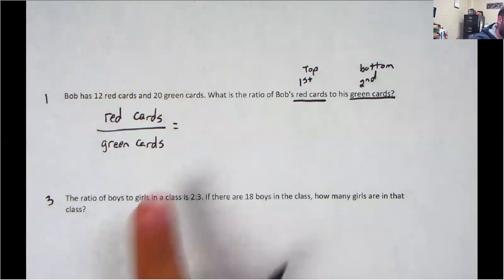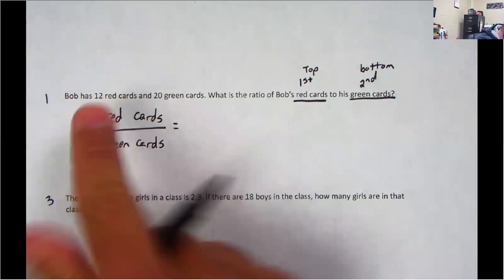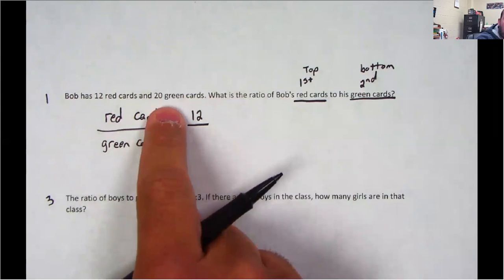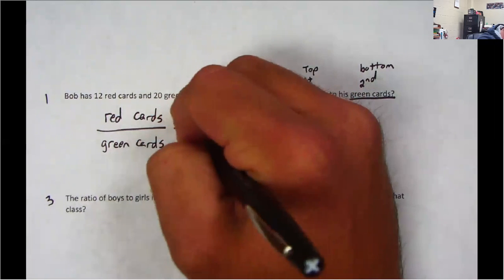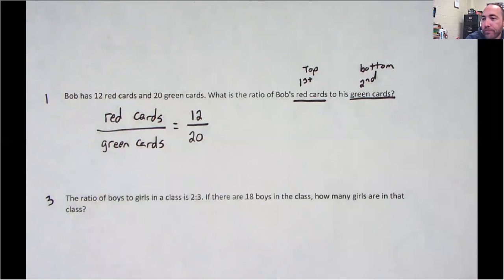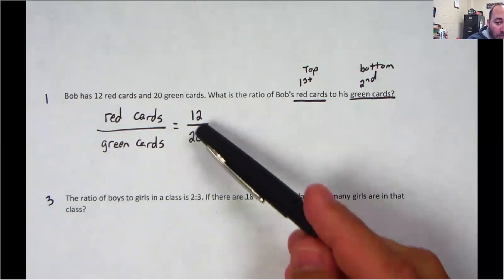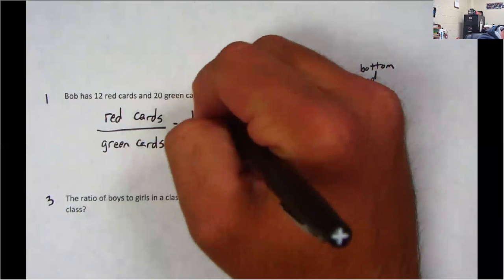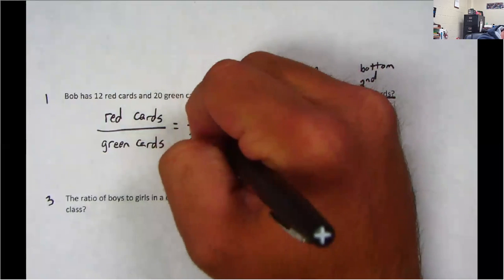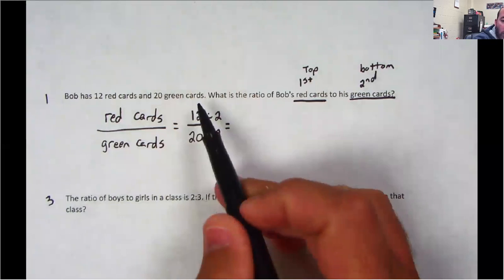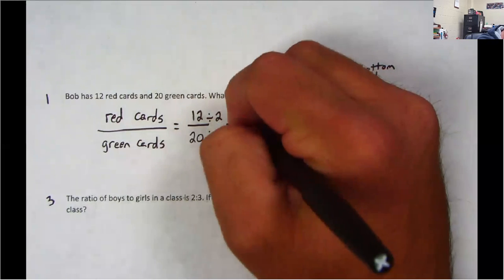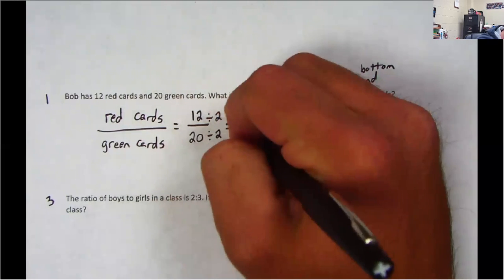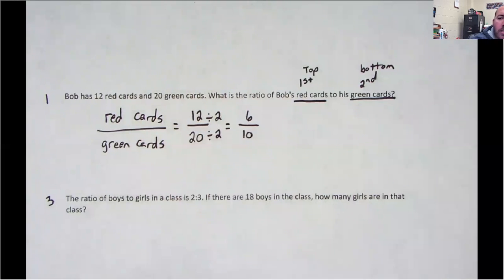How many red cards did I have? Well, it says I have 12 red cards and I have 20 green cards. Hey guys, there's your ratio. Can you simplify it though? Are they divisible? Yes. Since they're both even, they're both divisible by 2. 12 divided by 2 is 6. 20 divided by 2 is 10.